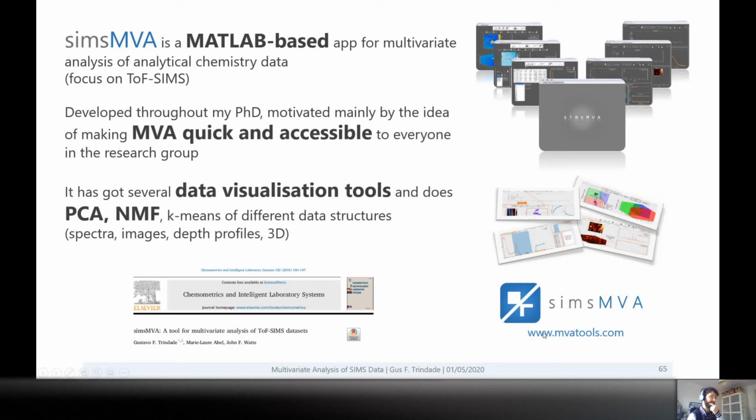There's a website, mvatools.com, where you can download it, or you can always write to me if you have questions on how to download or install. I recommend using the MATLAB version. If you have MATLAB, it's much easier to run SIMS MVA, but there is also a version where you just run it standalone. There's also a paper explaining some details about the software.